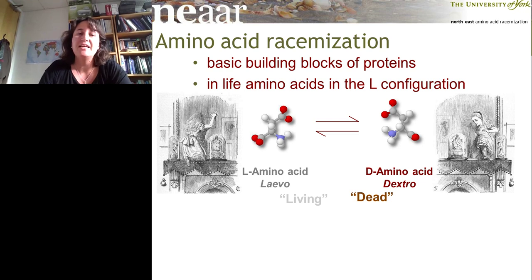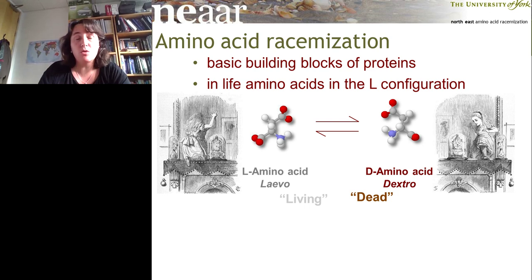So amino acids are the basic building blocks of proteins. And of course, they're chemically very interesting because in life, amino acids exist in two non-superimposable forms, mirror images of each other, just like left and right hands, because of that chiral center that they all have, apart from glycine.